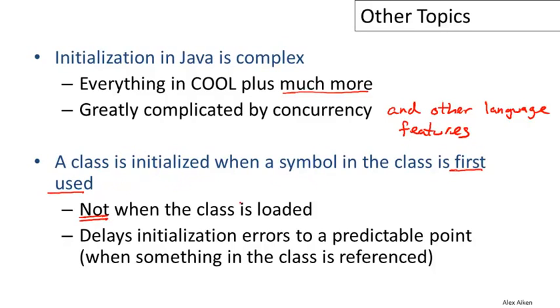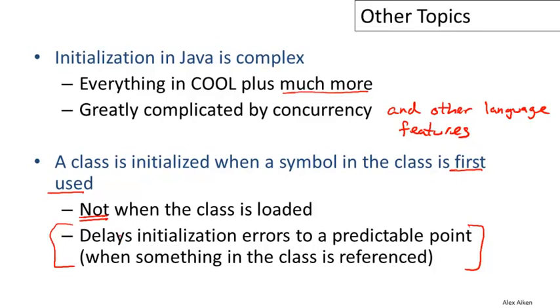So if you reference any symbol in the class, the first time that happens, that will cause the class to be initialized. The reason for doing this is that if you're going to have an error in class initialization, this will cause that error to happen in a predictable place. So if you have an error in class initialization and you run the program 5 times, that error will probably happen in the same place every time. So it'll be repeatable and predictable where the error occurs.